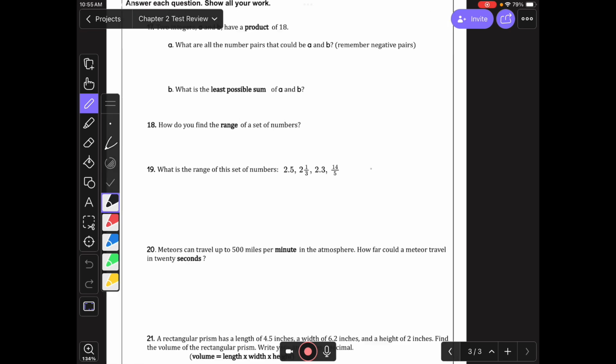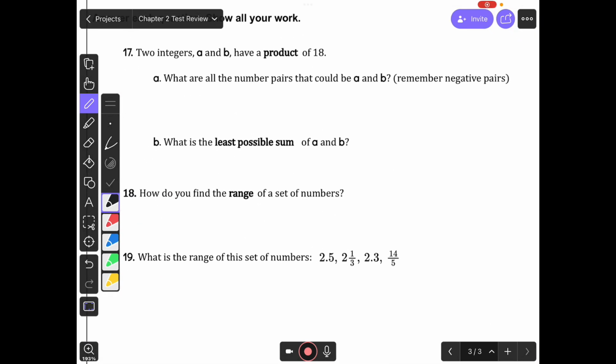Last page here. Two integers, A and B, have a product of 18. What are all the number pairs A and B could be? If we list them out, 1 and 18 would be a product. Product means the answer to a multiplication problem. 2 and 9 would multiply to 18, and 3 and 6. Remember our negative pairs, and a negative times a negative is positive. So negative 1 and negative 18, negative 2 and negative 9, negative 3 and negative 6. These are all my pairs. You should have 6 of them.